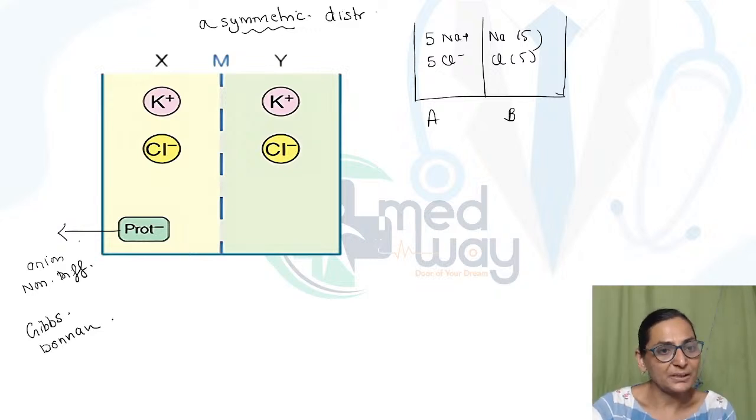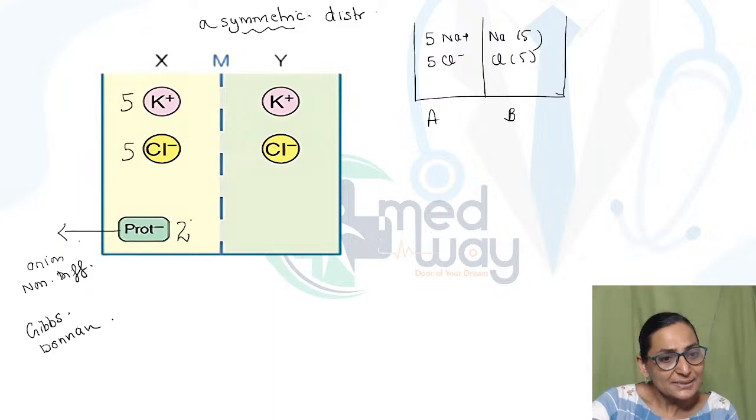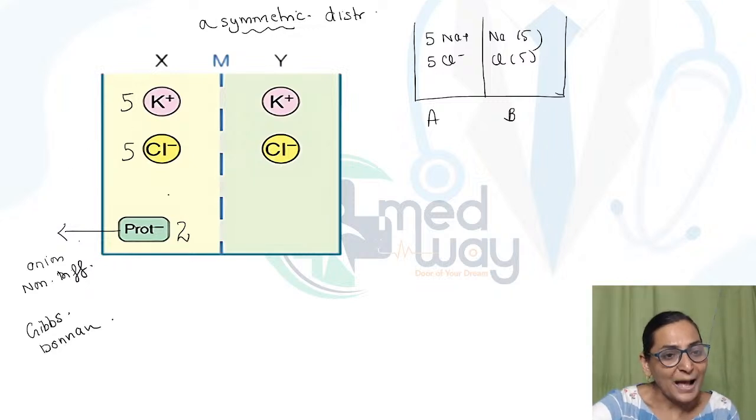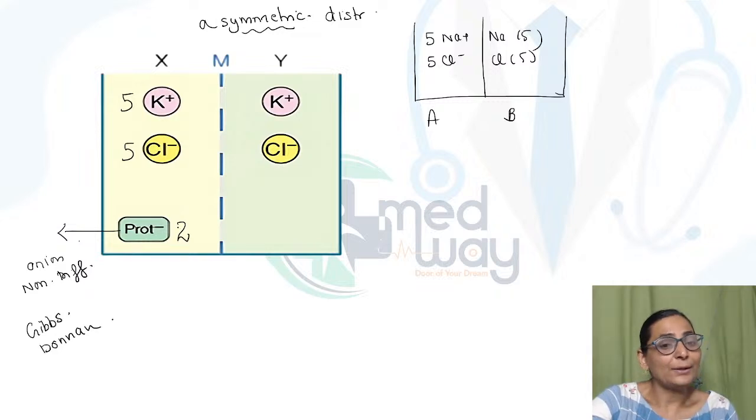ठीक है? अभी मान लीजिए you have got 5 potassium and 5 chloride, and you have got 2 proteins over here now. Now proteins जो हैं, they are non-diffusible. They cannot move out, right? They cannot move out. What will you do now? You have to balance, right? You have to balance these positive ions with equal number of negative ions, and 2 cannot go out.